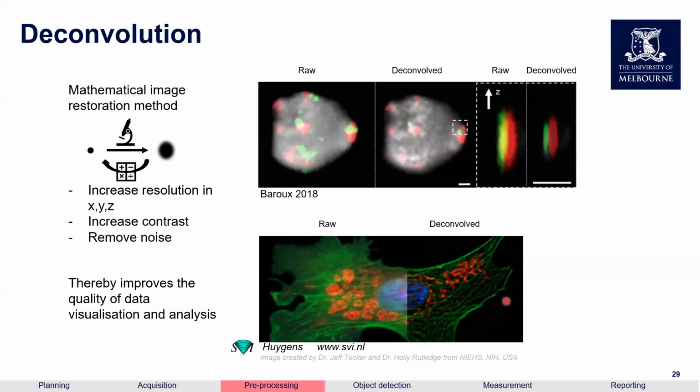The most commonly used commercial software is Huygens, and it is available at our platform. If you'd like to access it, feel free to contact us.